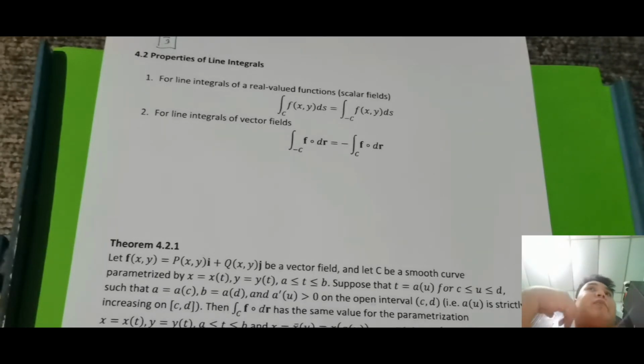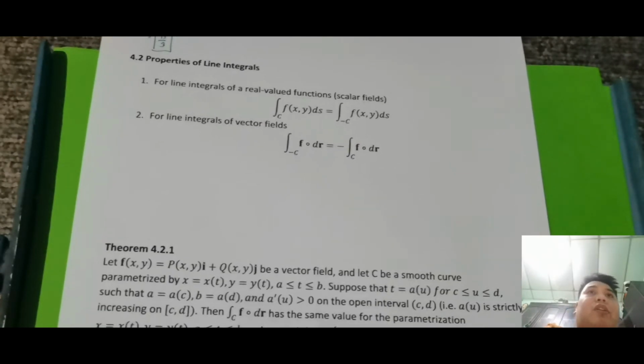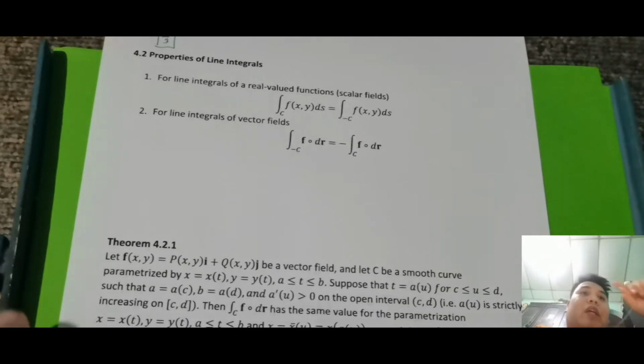So, for example, traverse counterclockwise, that is a positive oriented. Traverse clockwise, that is negative C. So, clockwise direction naman siya. So, dito, mas pinapriority natin is yung traverse counterclockwise, kasi yun yung positive oriented natin dito.